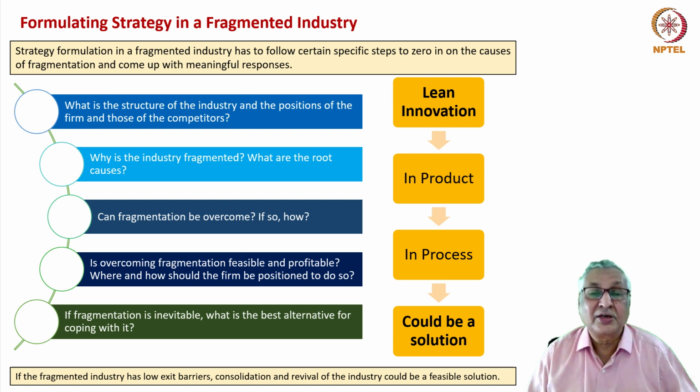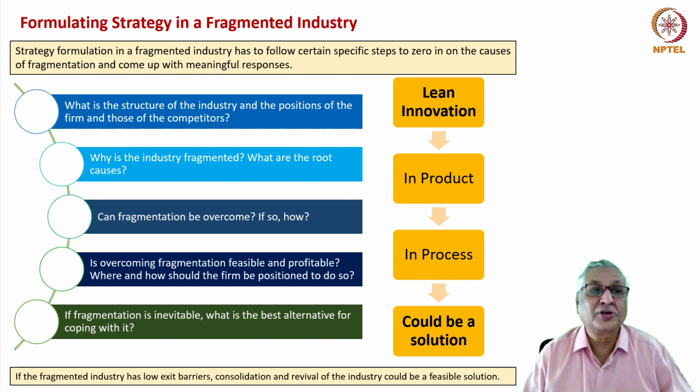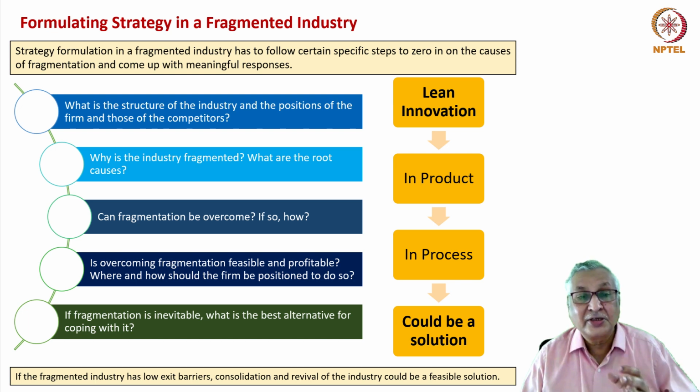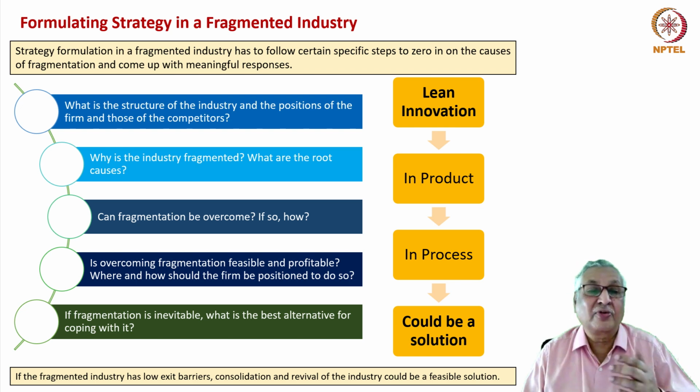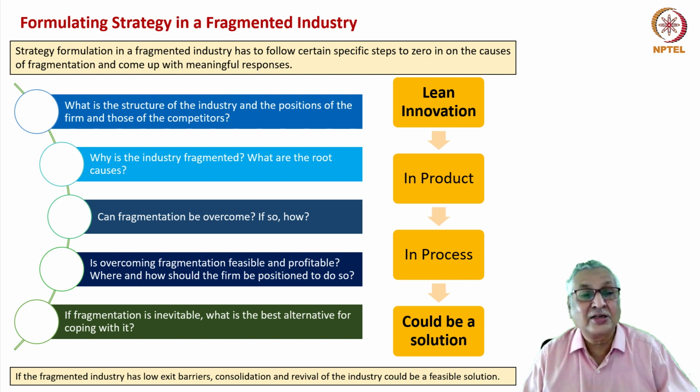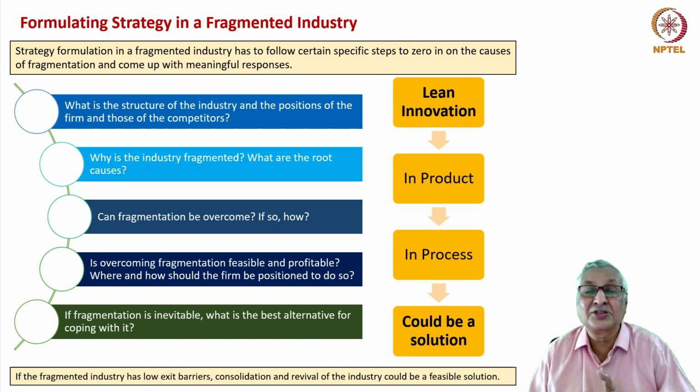Formulating strategy in a fragmented industry is simple but needs to be very perceptive. It has to follow certain specific steps to zero in on the causes of fragmentation and come up with meaningful responses. We must understand what is the structure of the industry and the positions of the firm and those of the competitors. Is the industry in the terminal stage? That is, there is not going to be any technological improvement. Technological obsolescence is the key dimension of this industry, and the demand for the products provided by the industry are declining. Are these the factors? In which case, you are in the tail end of the terminal stage of the industry.